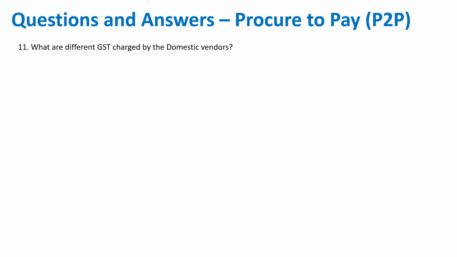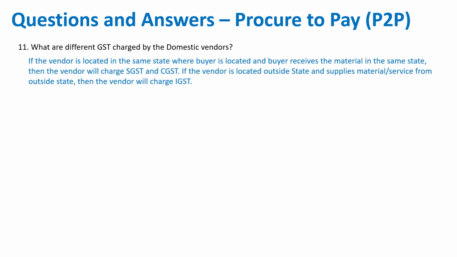Question number 11. What are the different GST charged by domestic vendors? If the vendor is located in the same state where the buyer is located and the buyer receives the material in the same state, then the vendor will charge SGST and CGST. If the vendor is located outside the state and supplies material or services from outside the state, then the vendor will charge IGST.